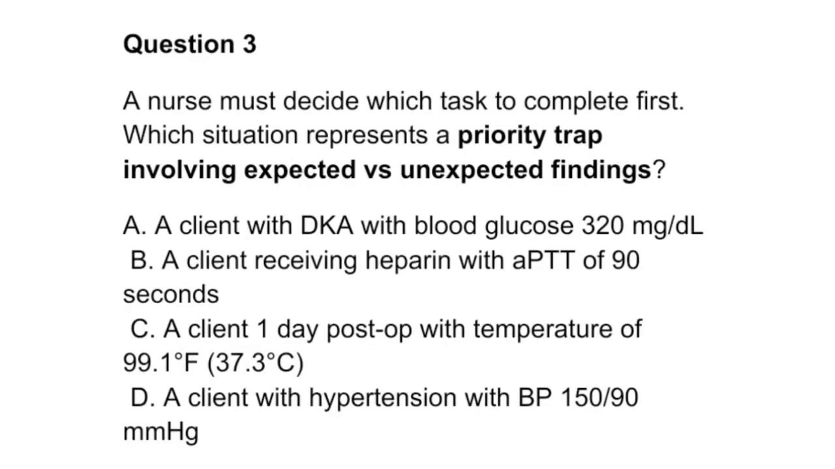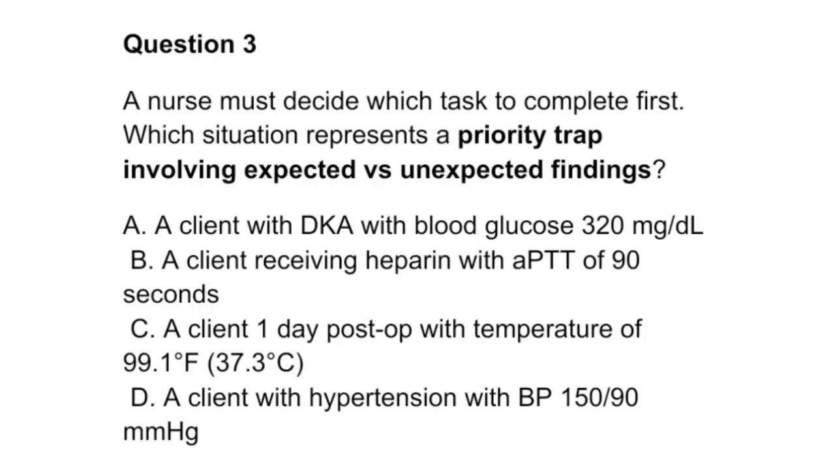Question 3. A nurse must decide which task to complete first. Which situation represents a priority trap involving expected versus unexpected findings? A, a client with DKA with blood glucose 320 milligrams per deciliter. B, a client receiving heparin with APTT of 90 seconds.